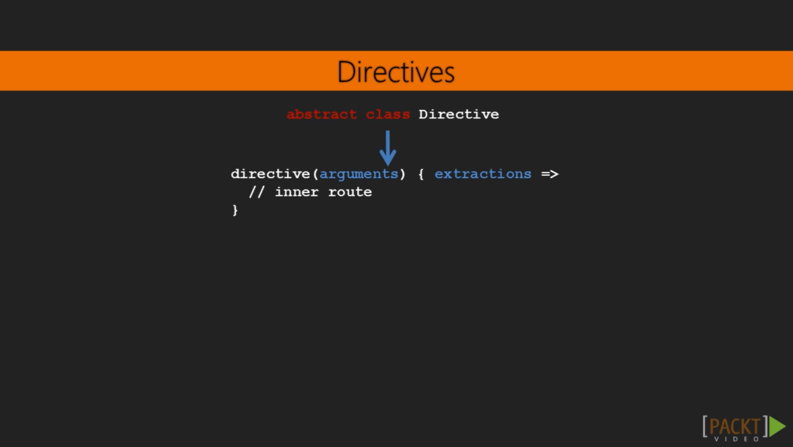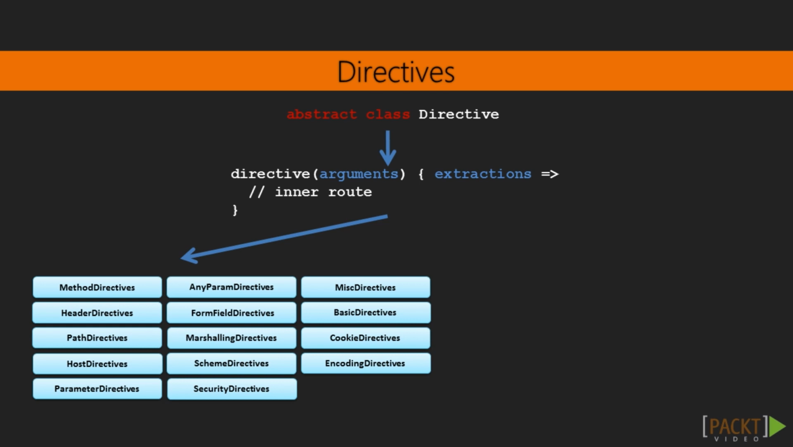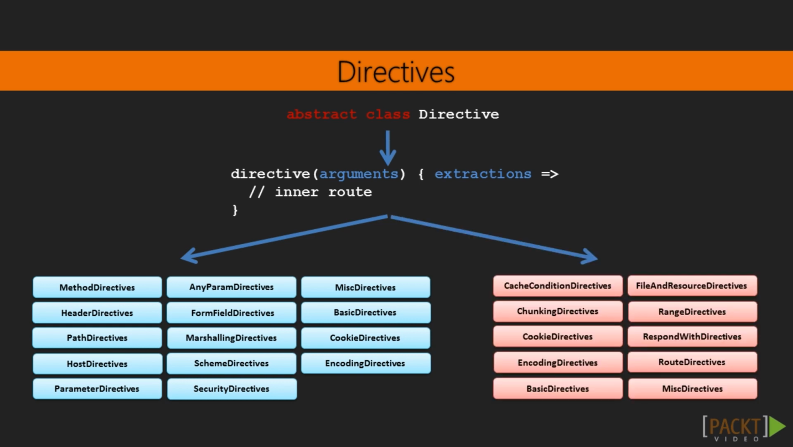Similarly to the routes, directives could be composed and, in addition, combined together in a type-safe fashion. There are many classes of directives, but by and large they could be split into two distinct groups: directives which filter or extract from the request, and directives which create or transform the response.